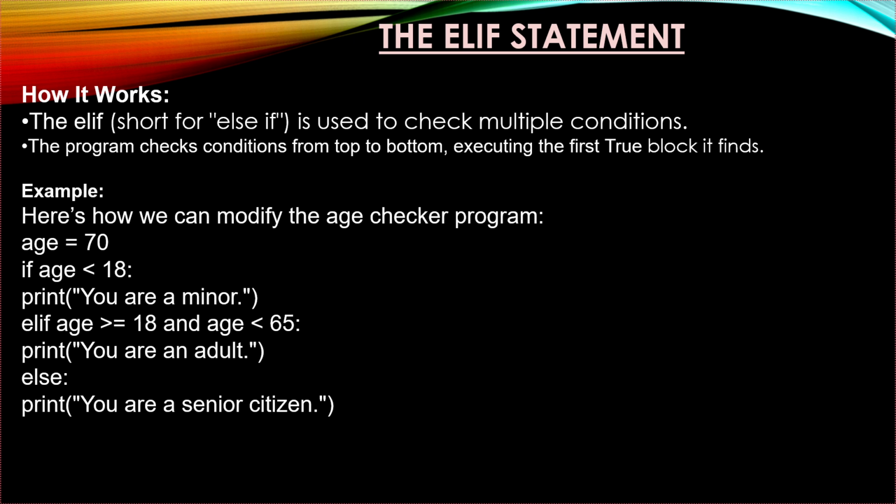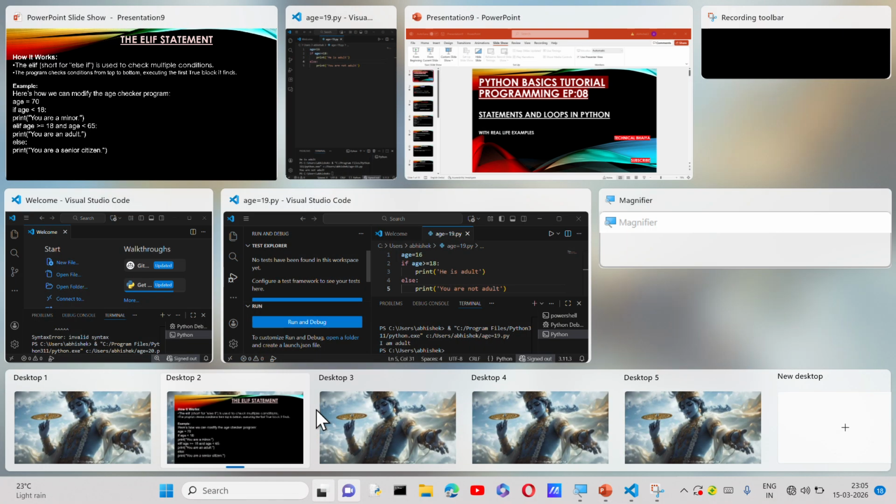Okay, means here you can see the elif age greater than or equal to 18, so you can print adult. And another condition is also mixed in a single statement, that is a complex condition. So you are a senior citizen. So we will perform this also.